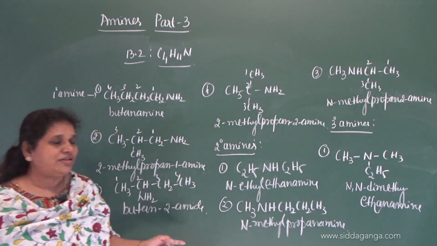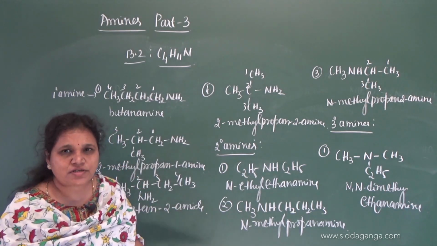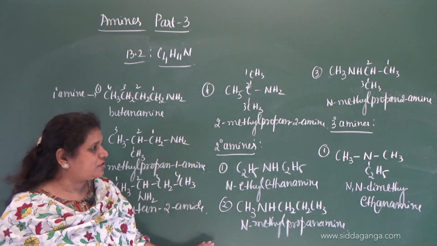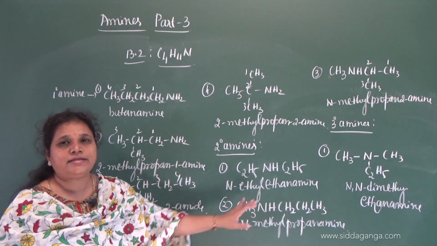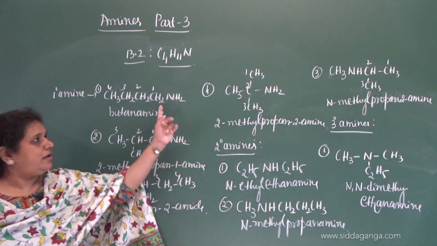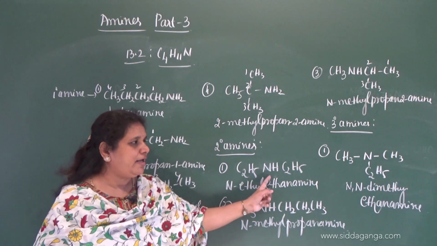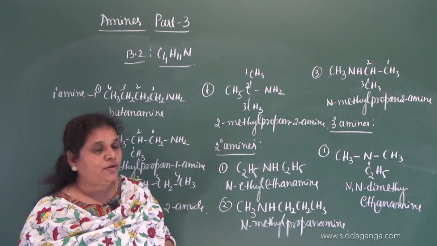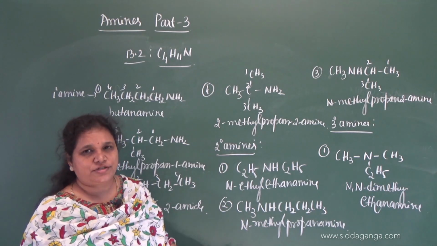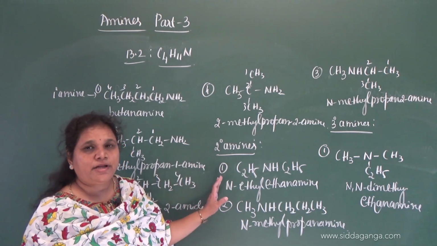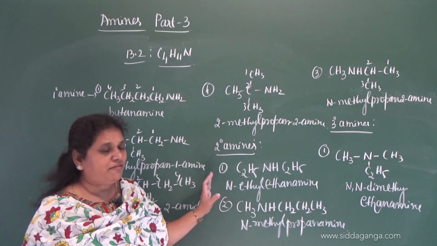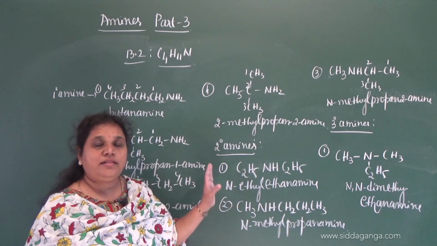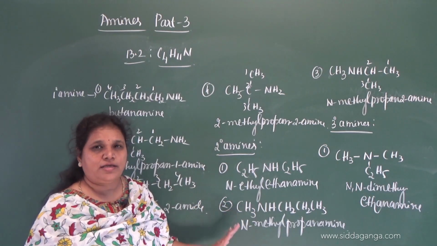And we can move on to the functional isomers. All the primary amines are the functional isomers of all secondary and tertiary amines, because here it is the NH2 group, here the NH group, and here N. Primary amino, secondary amino and tertiary nitrogen functional groups. Therefore, all the primary amines are the functional isomers of secondary amines and tertiary amines. So they also exhibit functional isomerism.